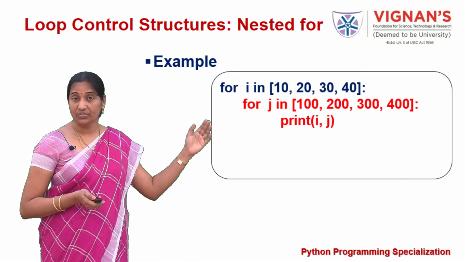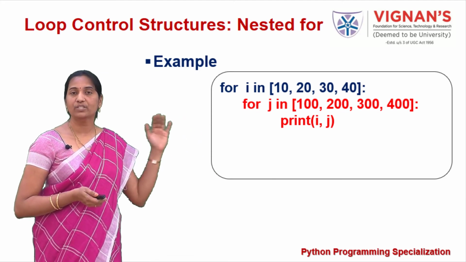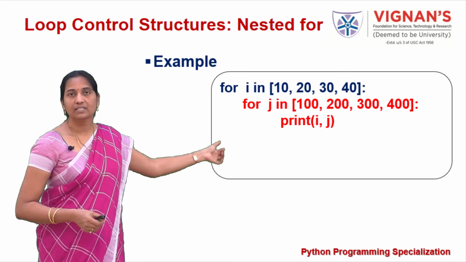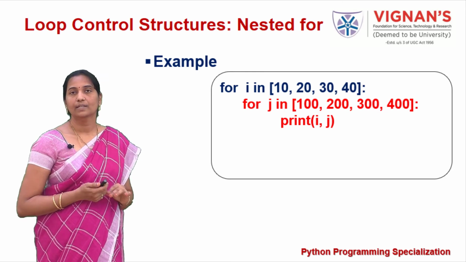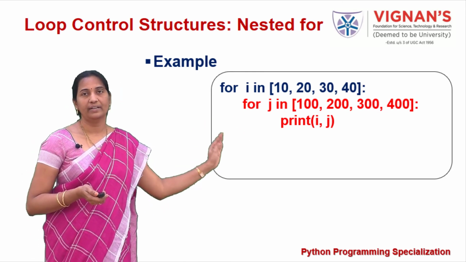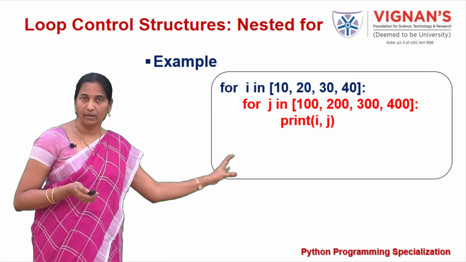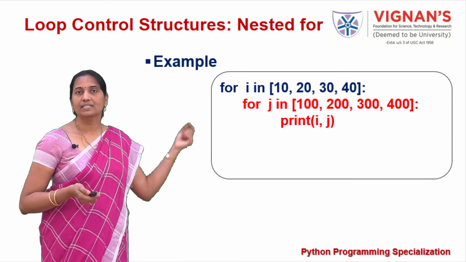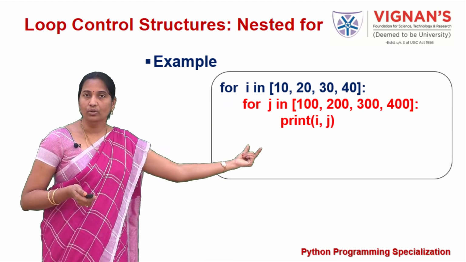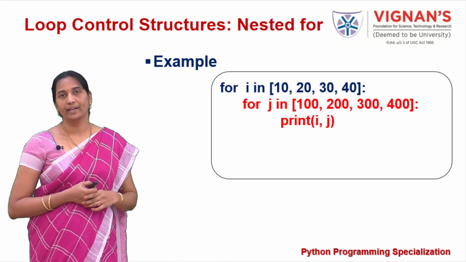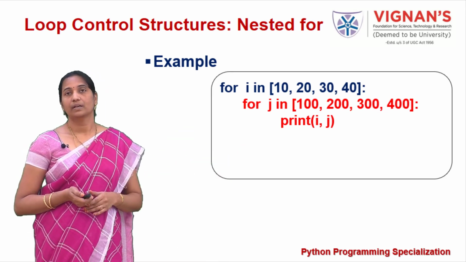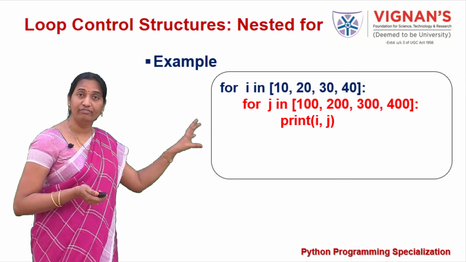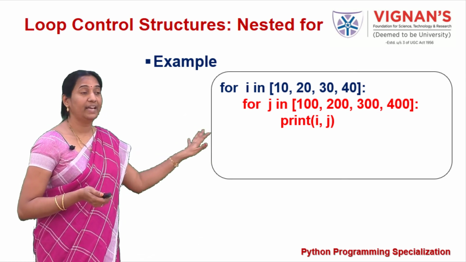For I in 10, 20, 30, 40, the outer for loop repeats for every value in the outer list, and that value is copied to I. If you consider the inner list, which is marked in red color, for every value in the list 100, 200, 300, 400, the statement would be executed, and every time you repeat that loop, j gets one of the values from the list. First I gets 10, then with every value in the inner list, the statement I comma j would be executed. So we'll be getting the output as 10 comma 100, then 10 comma 200, 10 comma 300, 10 comma 400.